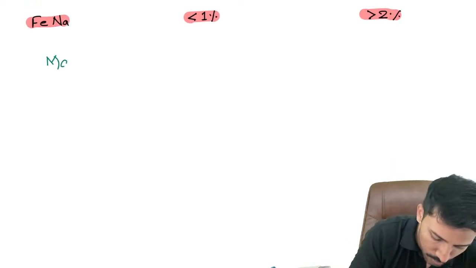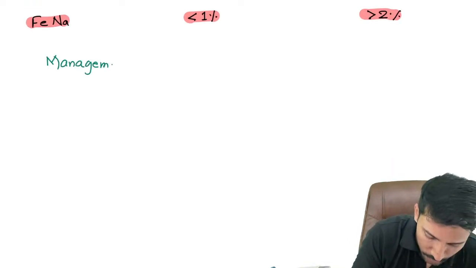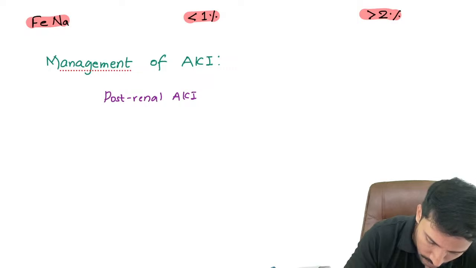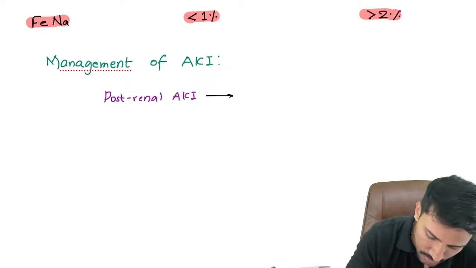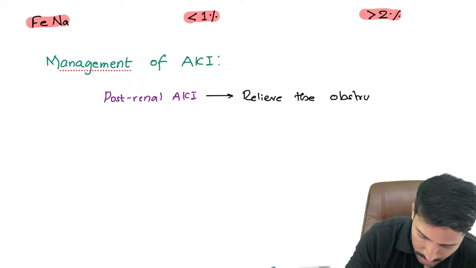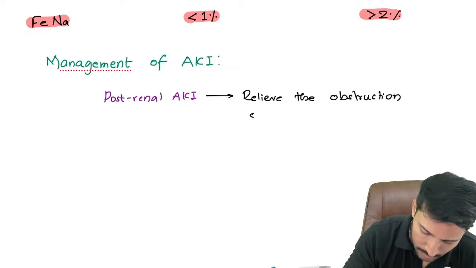Of course, it is going to depend on the cause. So management of AKI, start writing with the causes. So first we will talk about post-renal AKI. How do I treat a post-renal AKI? There is something obstructing the urine flow, so we have to treat by relieving the obstruction either surgically or non-surgically.